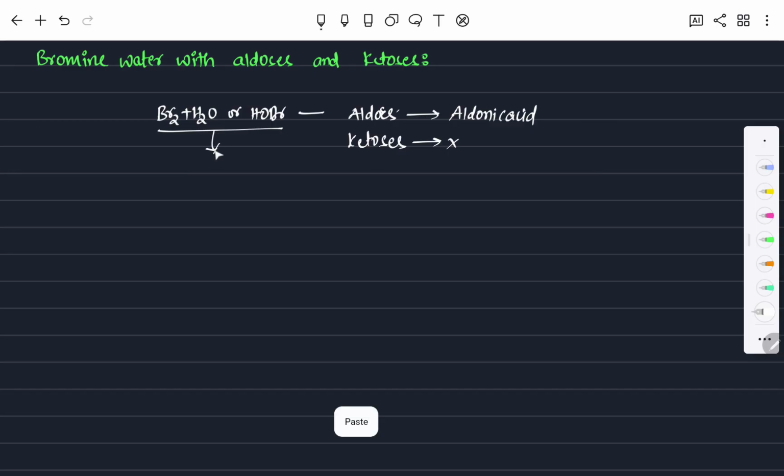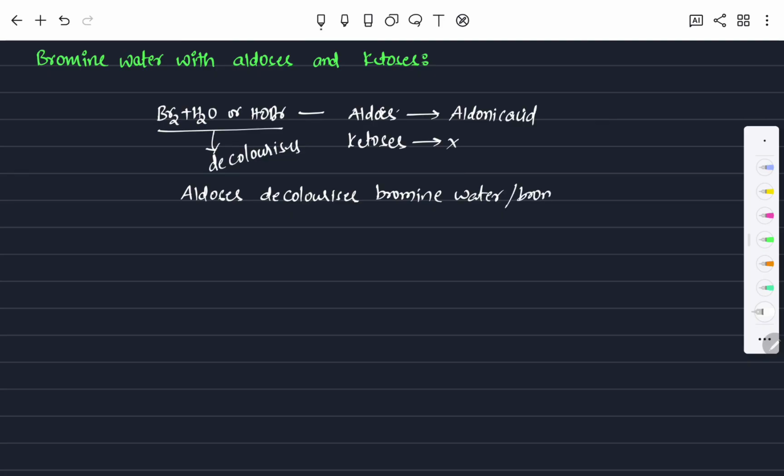After the reaction, if bromine water participates in the reaction, the bromine will be decolorized. That means aldoses are reacting with bromine water. Therefore, aldoses decolorize bromine water or bromine, but ketones do not.